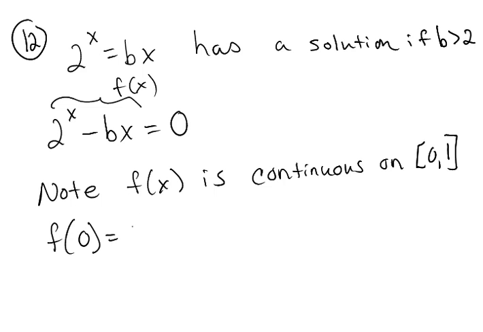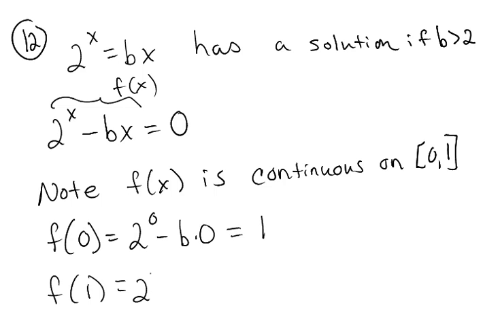Well, f at 0 is going to be 2 to the 0 minus b times 0. See, wasn't that a fun number to pick? Because I can figure out what that is exactly. It is 1, because b times 0 is 0, and then 2 to the 0 is 1. Okay, so that's positive. All right, well, let's see what happens at f at 1. Hopefully I'm going to be able to show that f at 1 is negative.